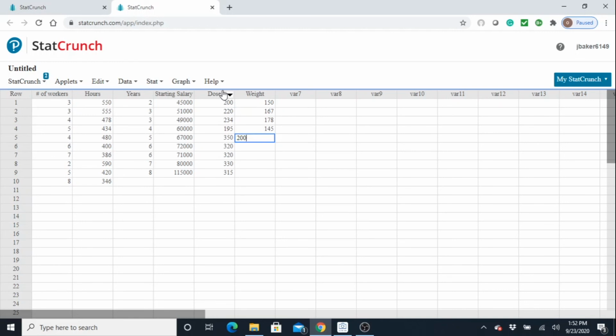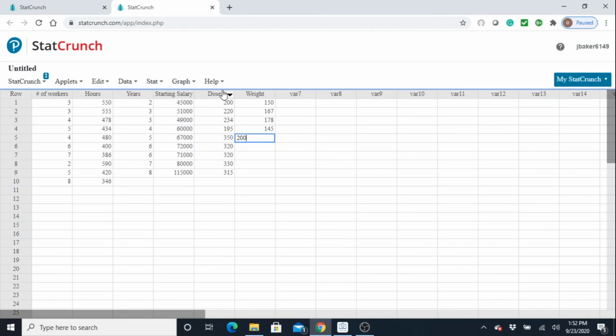183. He thinks I didn't write one over there. I'm going to have to double check it. 186, 193. Yeah, I'm missing one over here. Let's go back up here. 200, 220, 234, 195, 350. Oh, there's two 350s. I need to make sure these line up correctly. Otherwise, it's just going to mess everything up.